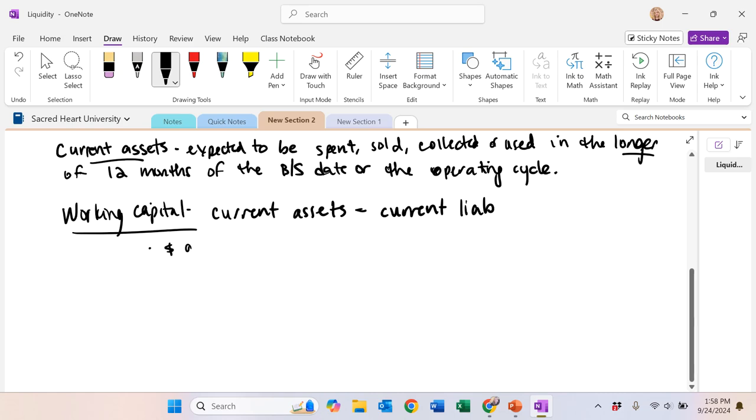Obviously, this is going to be a dollar amount that's taken from the balance sheet. And it's a quick, easy way to assess a company's liquidity. But the downside to it is that it's difficult to compare companies of different sizes. Obviously, all else equal, a larger company is going to have a much larger working capital, which doesn't necessarily tell you that it's in better financial shape.